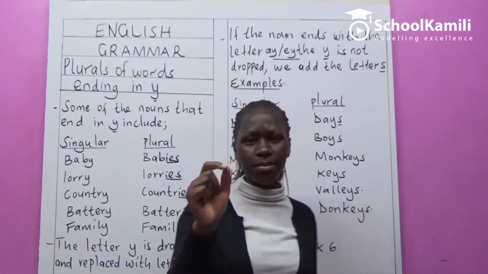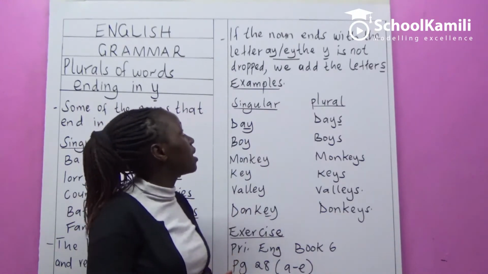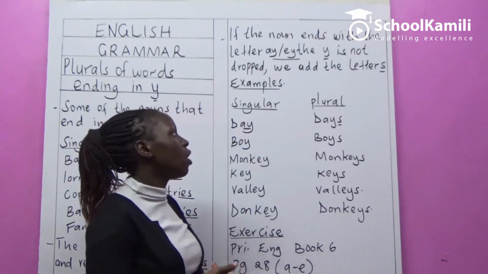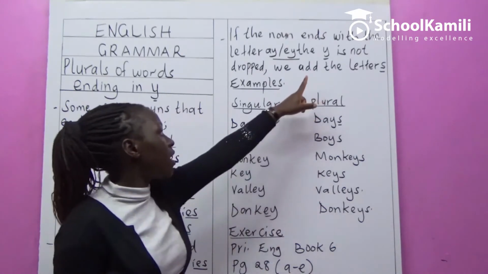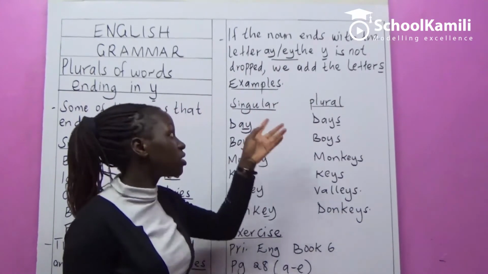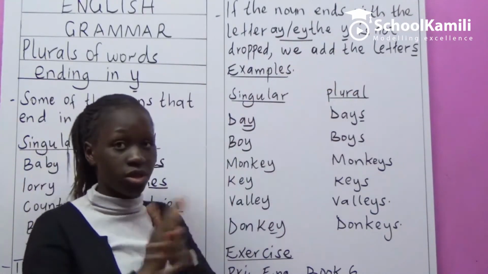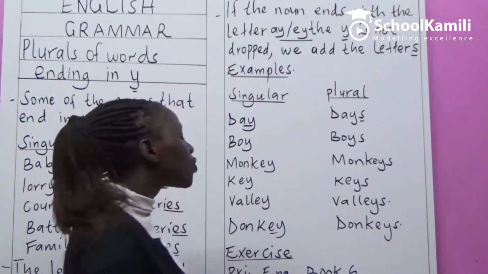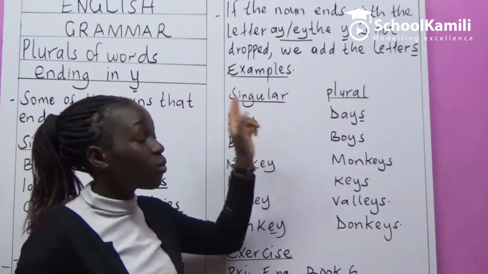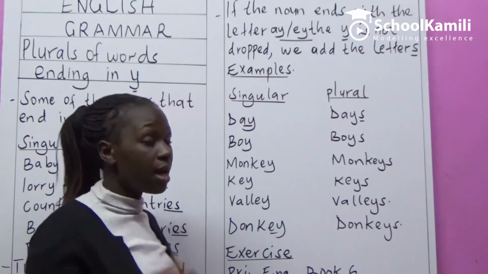Then you still have something slightly different here. If the noun ends with letter AY or EY, what happens to it? The Y is not dropped. We are talking about nouns that end with AY or EY. The Y is not dropped. As we said here, we drop the Y. But now here something has changed. The Y is not dropped, we add the letter S. From the examples, you get to understand better.